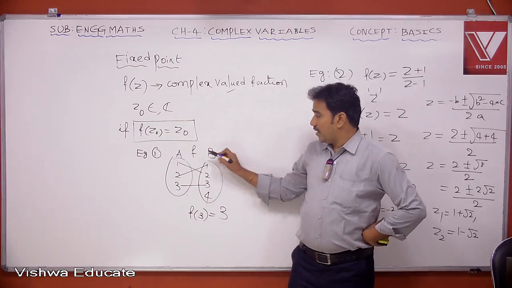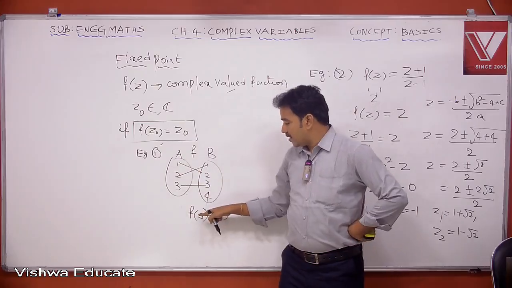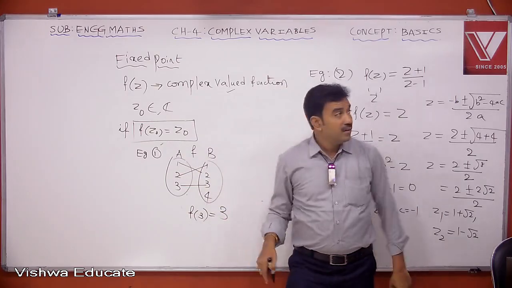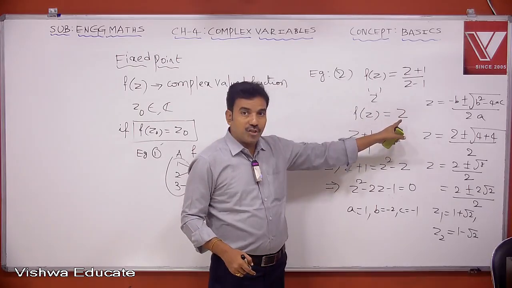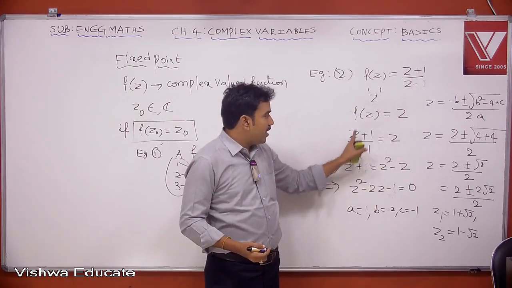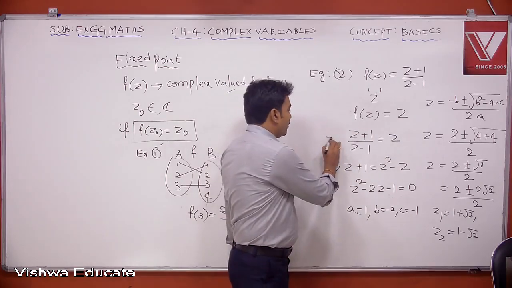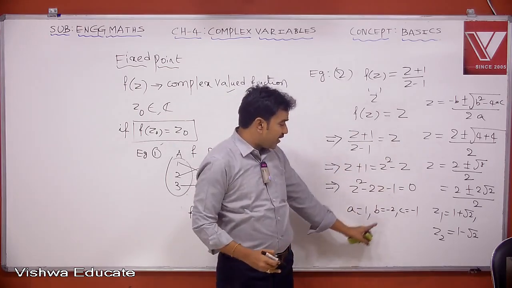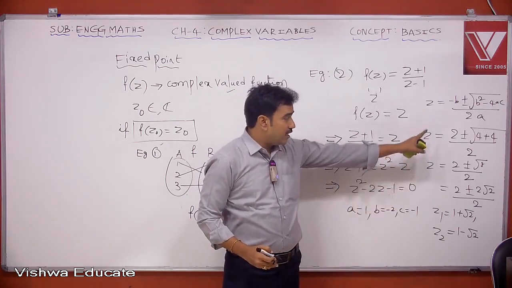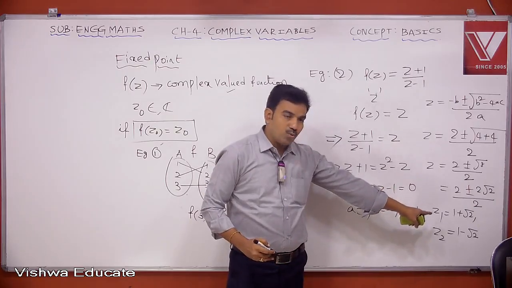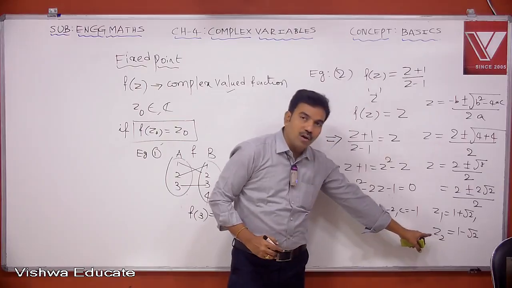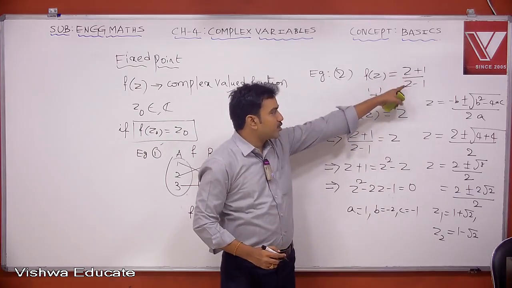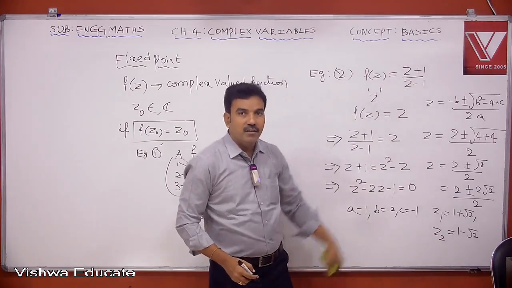So here you write it as example 1. In this case 3 is the only fixed point. But when you look at z plus 1 by z minus 1, when I apply the definition, if I assume z is a fixed point, f of z equals z. From this, if I derive, I will get a second degree equation. I will get two roots. They are 1 plus root 2 and 1 minus root 2. So therefore z1 and z2 are nothing but the fixed points of this complex valued function. Okay. Write these examples.